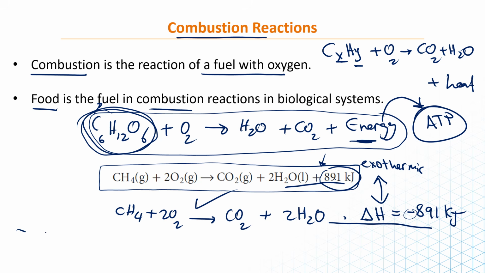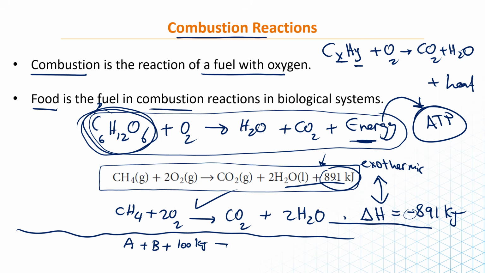For example, you have A plus B plus 100 kilojoule gives me C. Then actually we can write this as A plus B gives me C, and then delta H equals positive 100 kilojoule. If we see that the heat energy is in the reactants, it means it's absorbing this heat energy to form the product. So the delta H is positive.